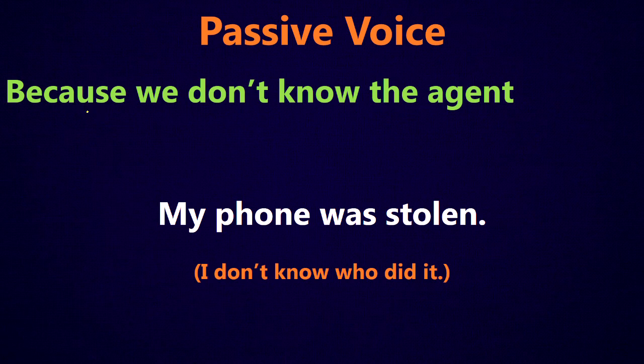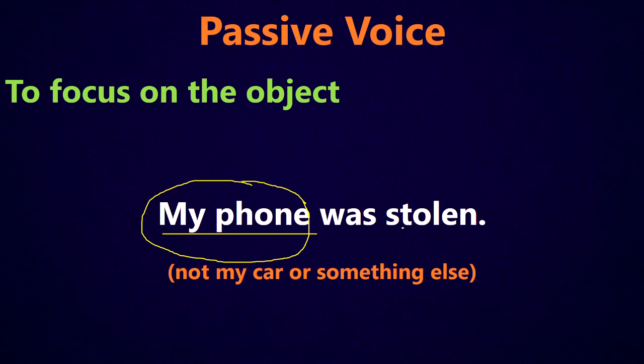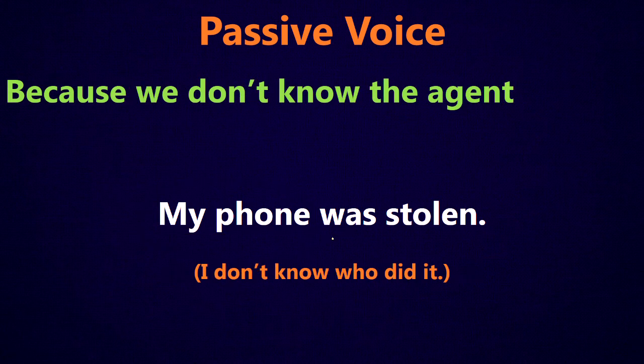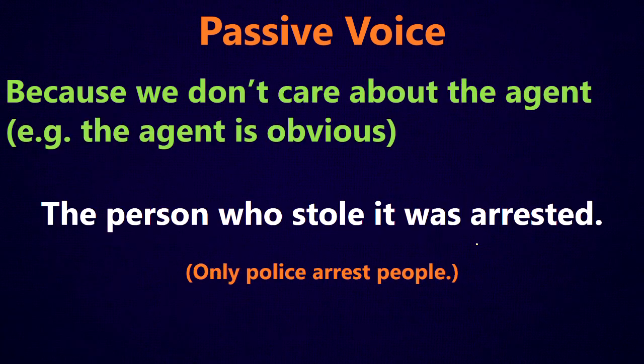We can also use passive voice because we don't know the agent, the one who did the action. For example, my phone was stolen. These sentences are the same. So the first one, I'm just focusing on what was stolen. The second one here, I'm focusing on, I don't know who did it. So I'm just focusing on what happened, and I'm leaving out who did it. So I can't say by somebody, right? I could say my phone was stolen by somebody or somebody stole my phone, but I don't really know. So I can just leave it off because I'm focusing on what happened.